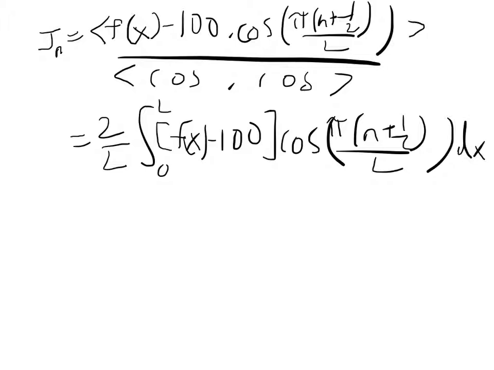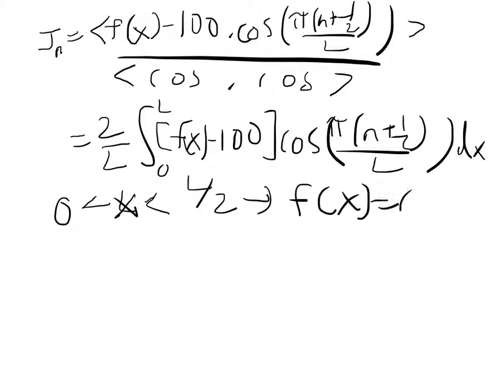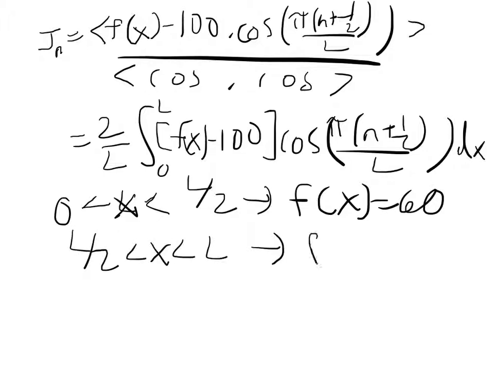dx. And this becomes interesting because f of x is piecewise. Remember, as x goes from 0 to L over 2, f of x equals 60, and from L over 2 to L, f of x equals 0. So that's going to be interesting. Also, one final point is that the weighting function we know is 1 here because our differential equation for x previously was in Sturm-Liouville form, so we don't need to solve for a weighting function.